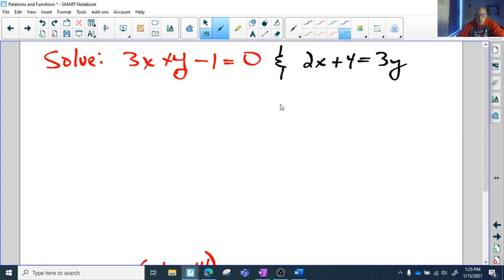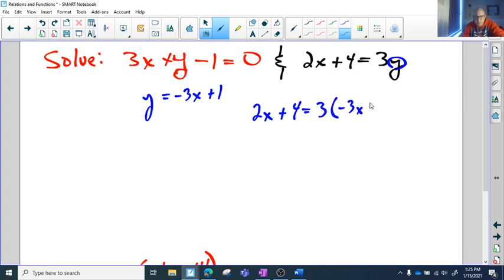All right, so here's my solution. Any method you want, doesn't matter. I'm going to use substitution. I'm going to take this equation and rearrange to get the y by itself. So I'm going to get negative 3x plus 1 when I move that to the other side. I am then going to take this and substitute it in here instead of the letter y. So it'll now become 2x plus 4 equals 3 times y being this expression.